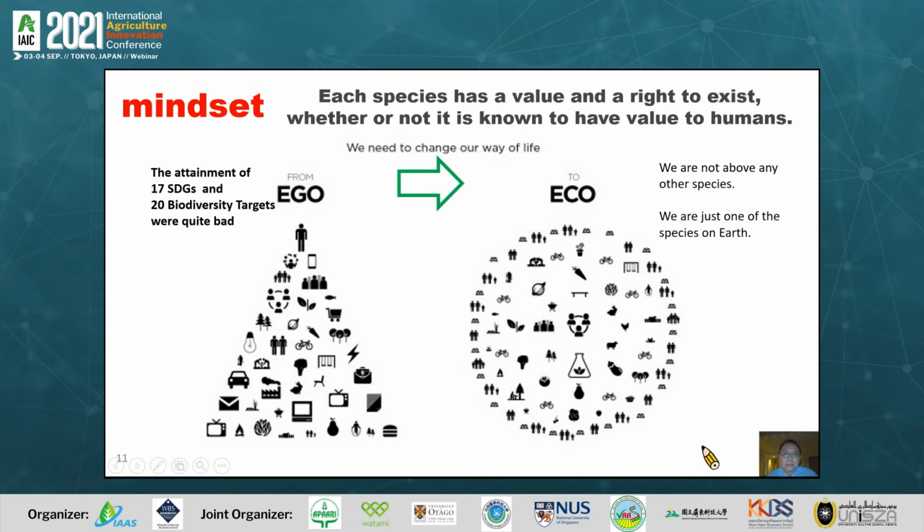However, we do recognize that each species has a value and a right to exist, whether or not it is known to have value to humans. So we know we are not above any other species. We are just one of the species on Earth. So we really need to change our way of life, and this is what we learned from the previous decade.